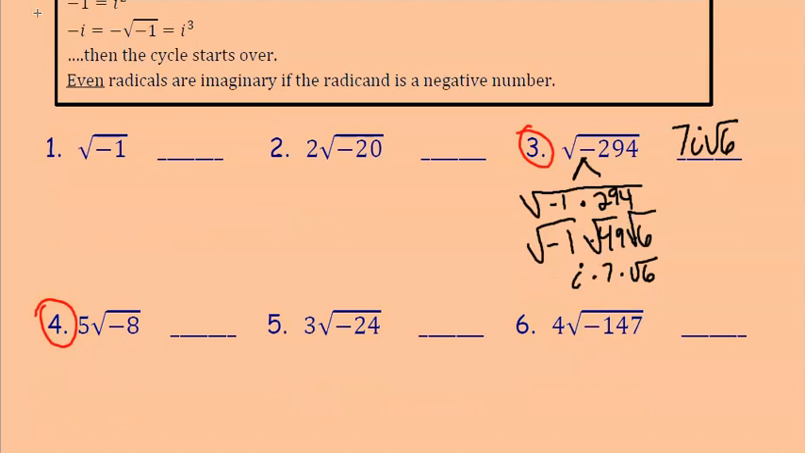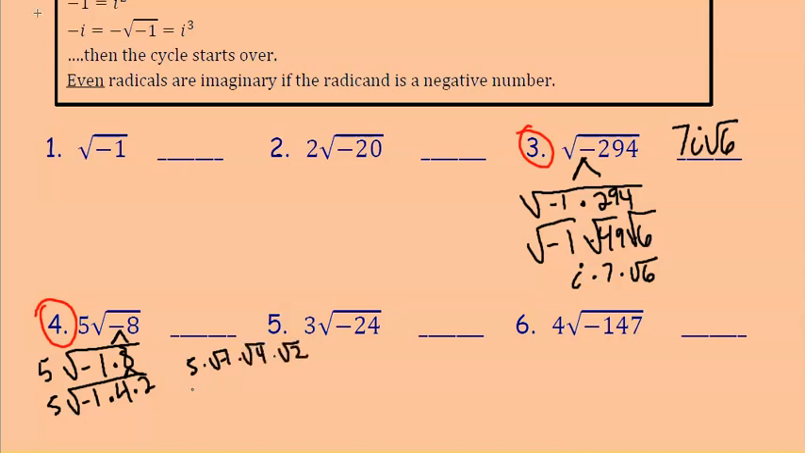5 times the square root of negative 8. So we want to simplify the square root of negative 8, negative 1 times 8. 8 can further be factored as 4 times 2. So then we have 5 times the square root of negative 1 times the square root of 4 times the square root of 2. So 5 times I times 2 times square root 2. 5 times 2 is 10. Our simplified expression is 10I times the square root of 2.